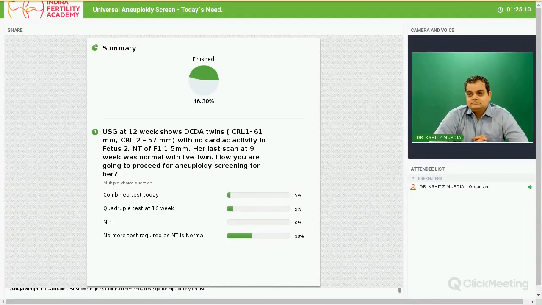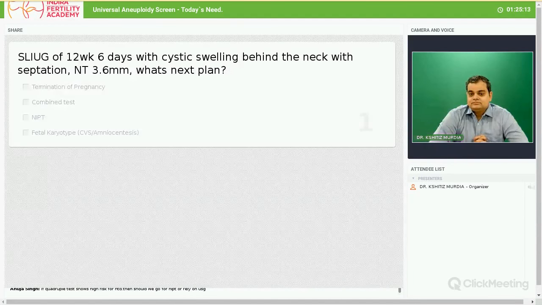I think we should allow them to vote, 10 seconds. We'll give you 10-15 seconds to vote. After that, we'll start the discussion, because in the last question people were still voting for combined test and NIPT, but in the last slides we saw that NIPT or combined test is not a good option when you still have the fetus present there. So next question: single live intrauterine gestation of 12 weeks 6 days with cystic swelling with septations behind the neck. NT is 3.6. What is your next plan?